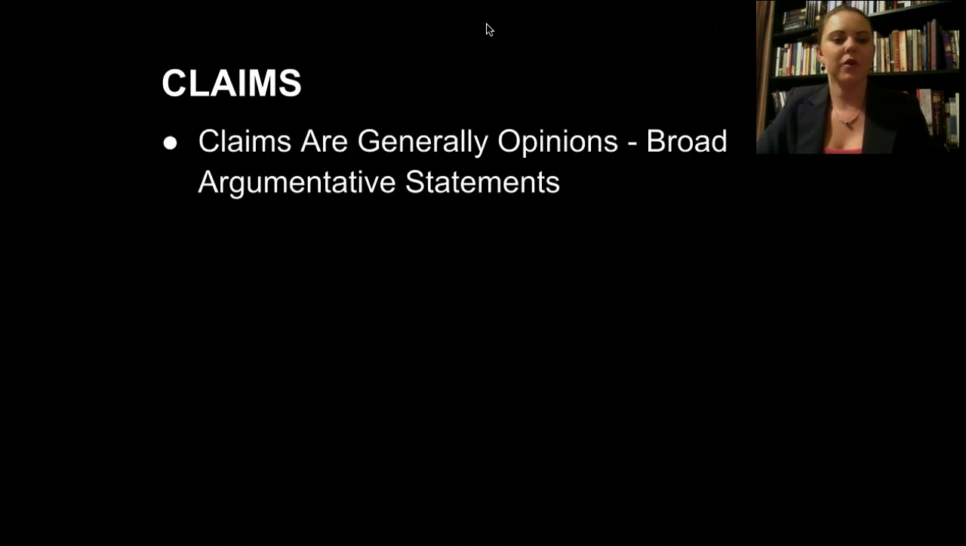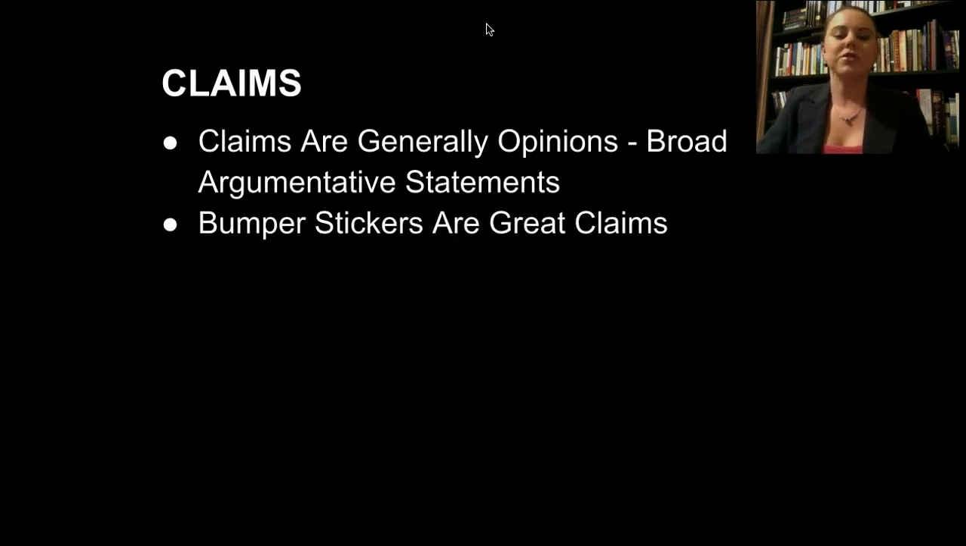All right, so the first part of a thesis, as I said, remember there's the claim, the linking word, and then the reasons. So what is a claim? We have to define that before we can write a thesis statement. Claims are generally opinions, and they are broad argumentative statements. Bumper stickers are great examples of claims.